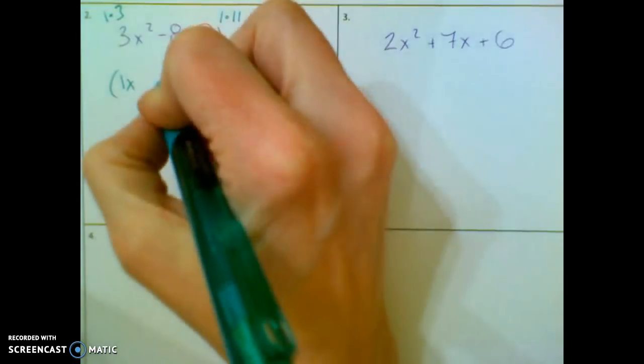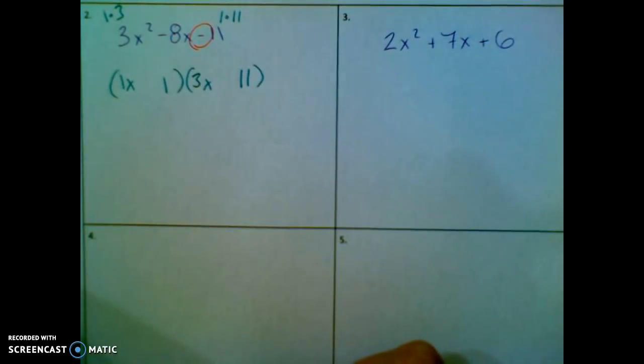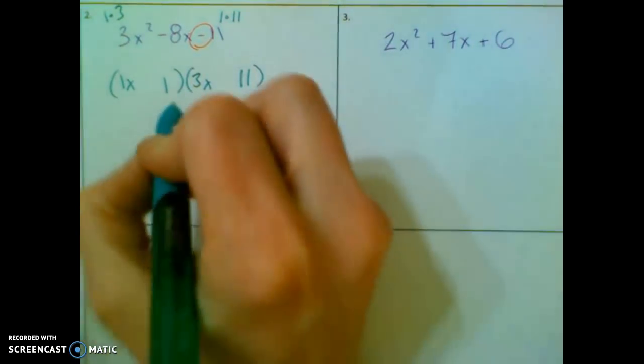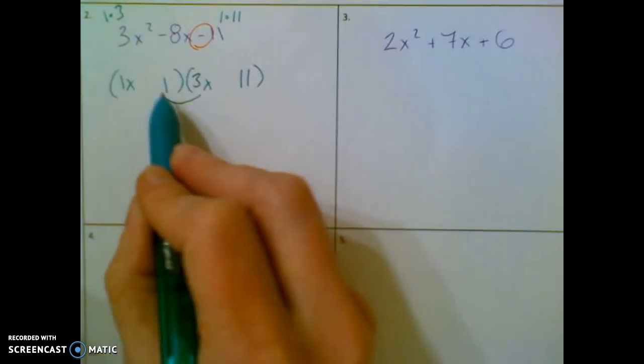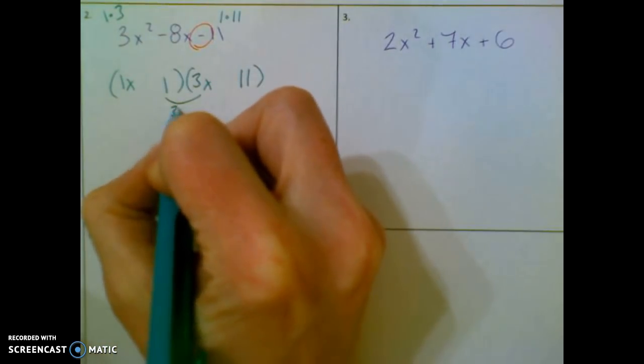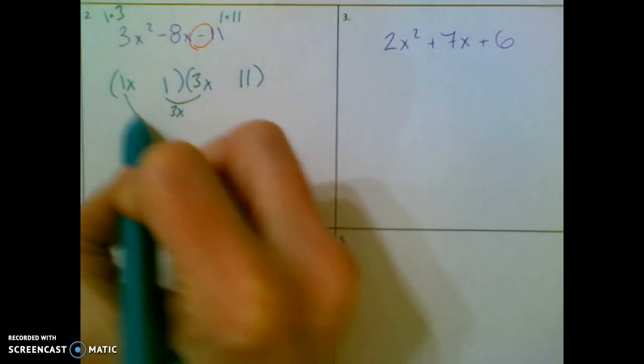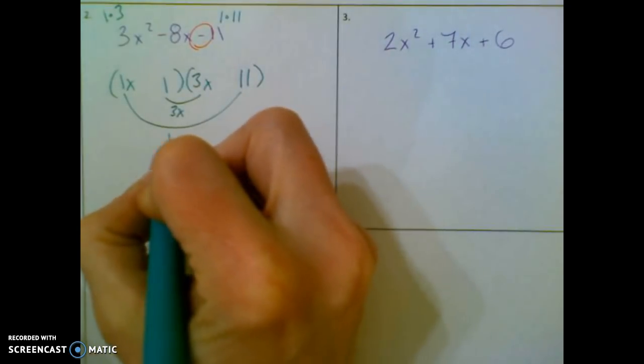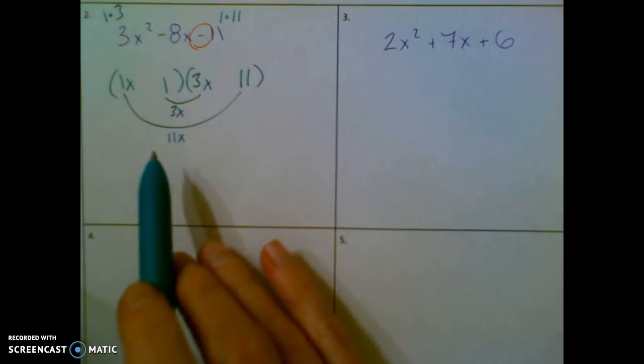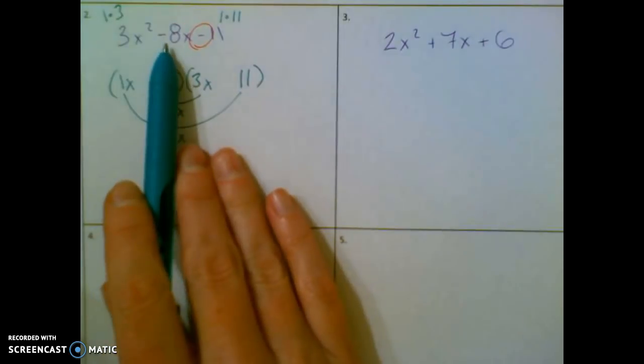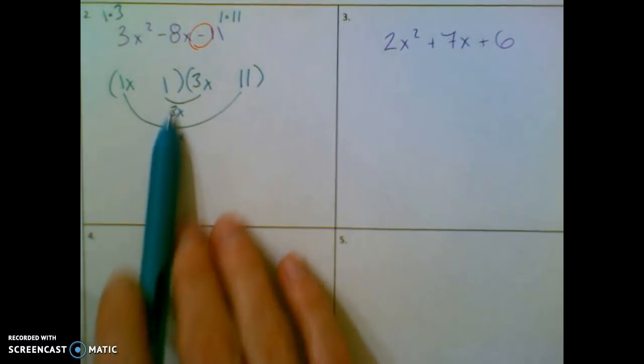But I'm going to just put 1 and 11. And the thing that's nice is occasionally you just get lucky on the first try. So let's just see. Our inner product is 1 times 3x, which is 3x. Our outer product is 1x times 11, which is 11x. Can 11x and 3x give me a negative 8x, knowing that these signs have to be different?